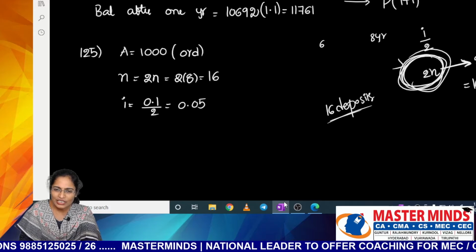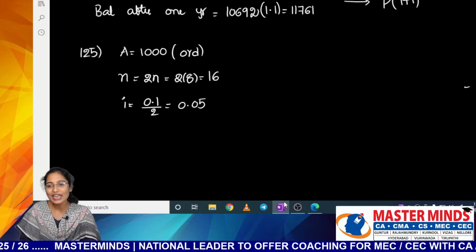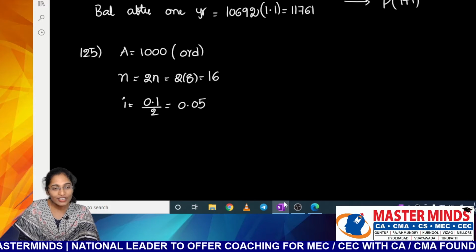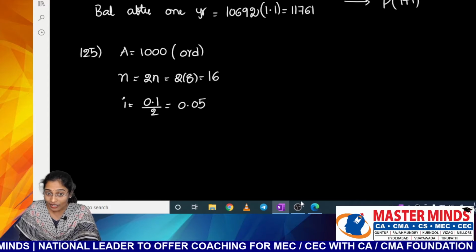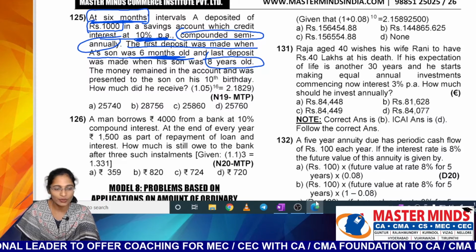So, when was the first deposit made? When his son was 6 months old. When was the last deposit made? When his son was 8 years old, right? That means how many deposits is he making? 16. Now, let's go for the continuation question.